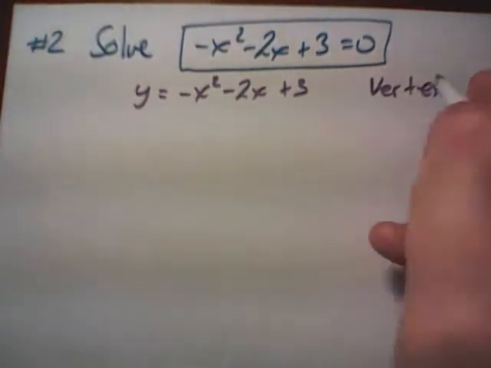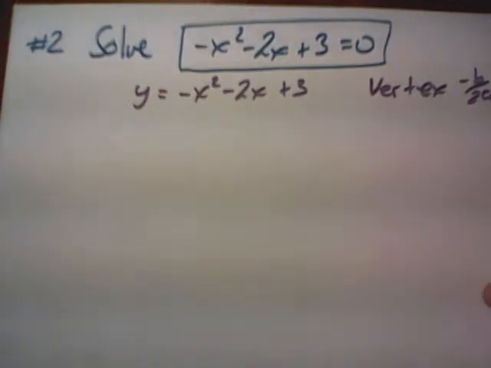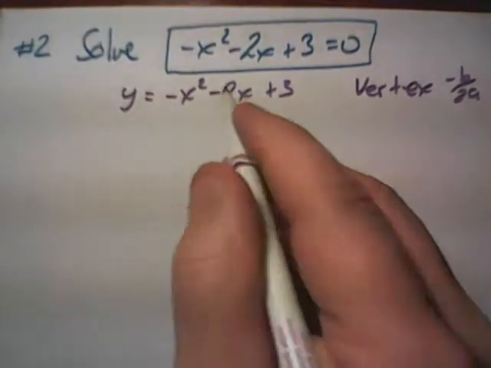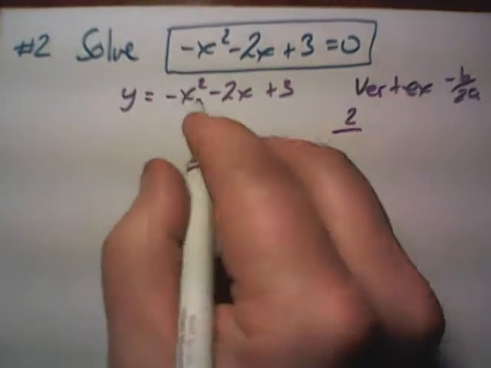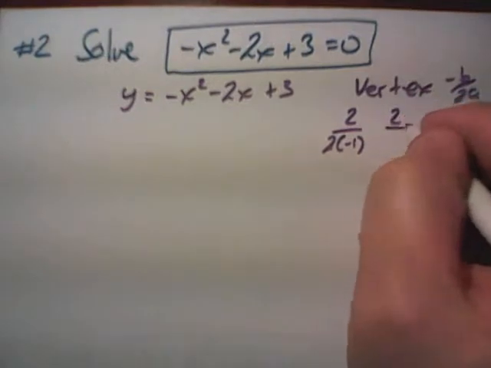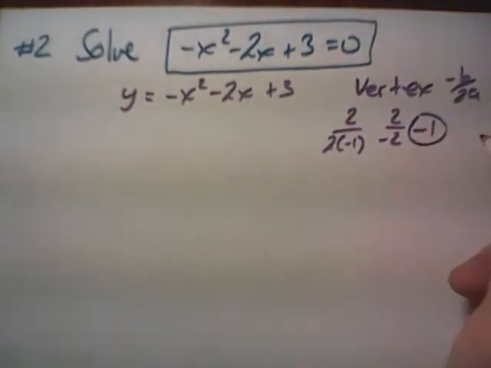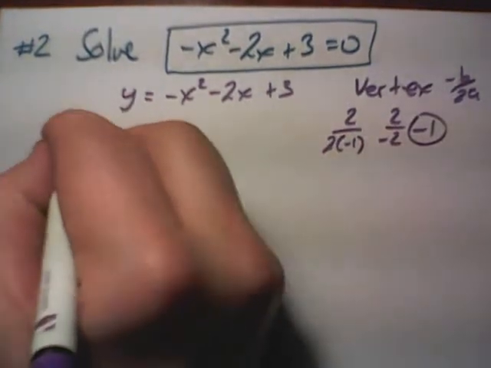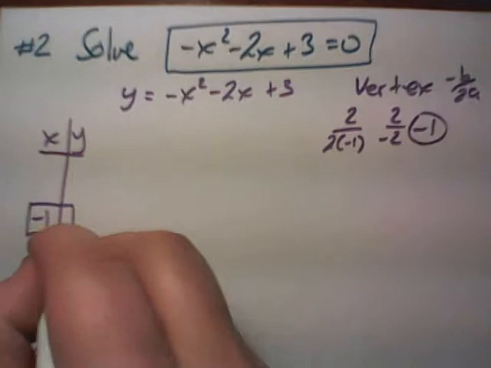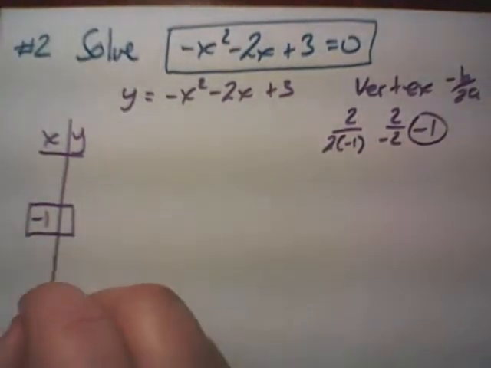First thing I'm going to do is find the vertex. And I'm going to find the vertex, again, using negative b over 2a. And so I'm going to have my negative b value, that's negative 2, which is positive 2, over 2 times a, which is negative 1. Well, that's 2 over negative 2, and 2 over negative 2 is negative 1. So when I make my table of values, I'm going to have negative 1 and then something for my vertex.